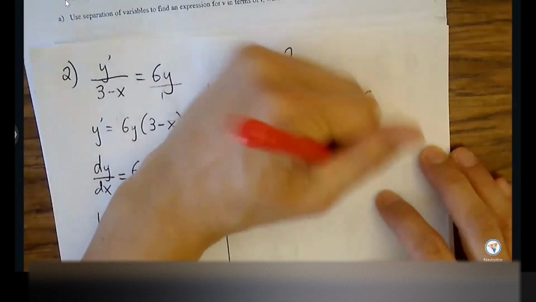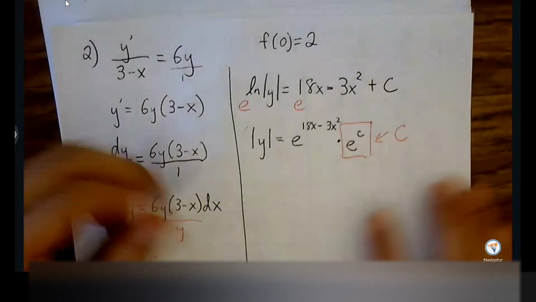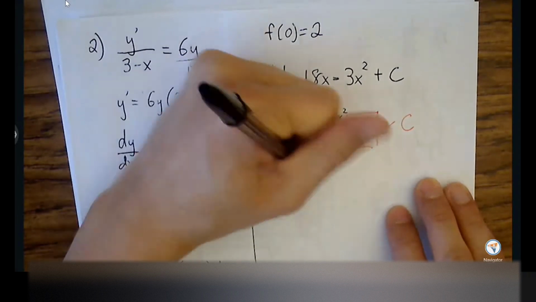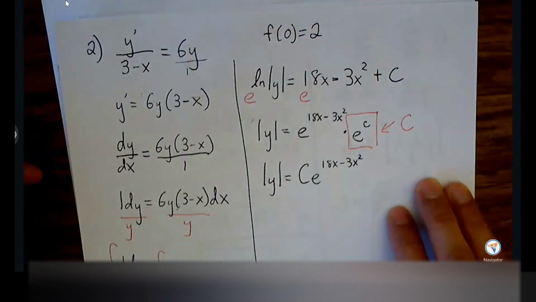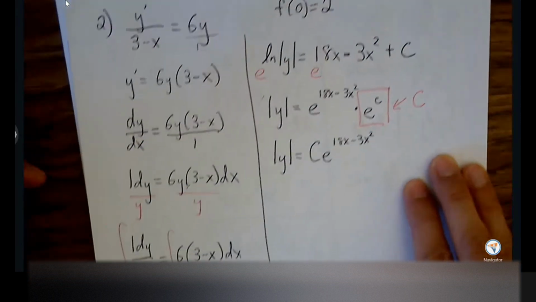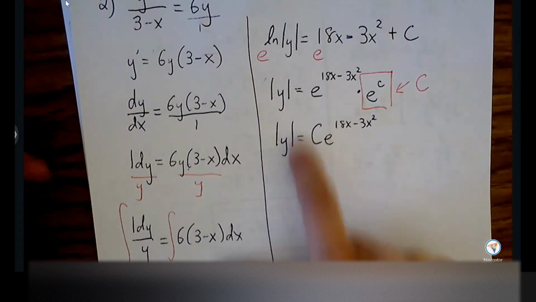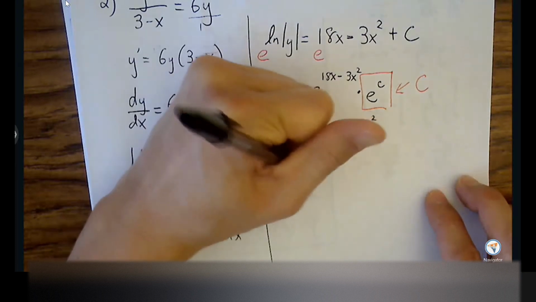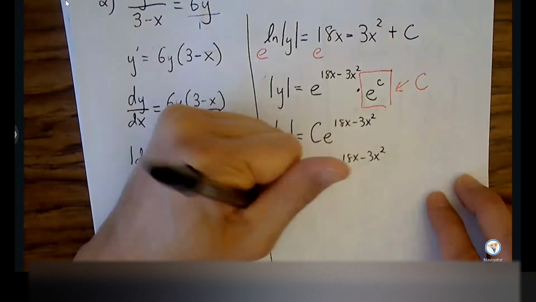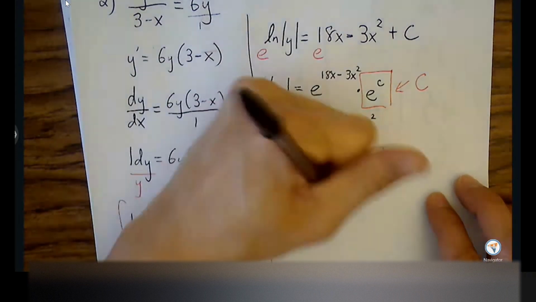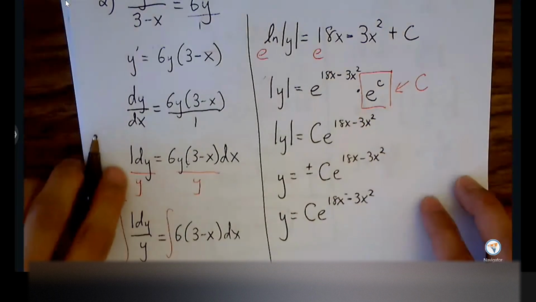All right, so we'll go ahead and replace e to the c with just c. Bring the c out in front. A couple of things we can do: we can drop the absolute value, but that balances out with a plus or minus on the right side. Okay, plus or minus goes away, and now we're staring at a much cleaner, general equation that we can work with.